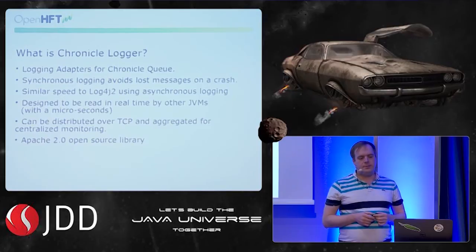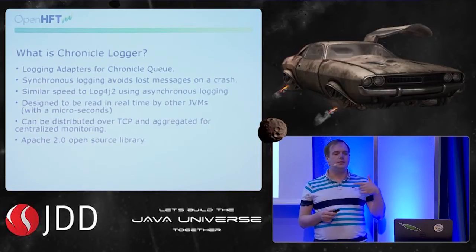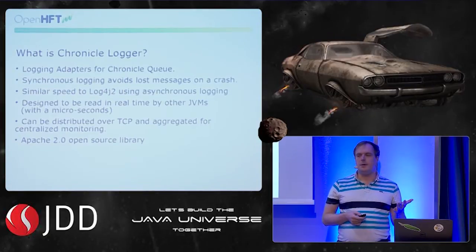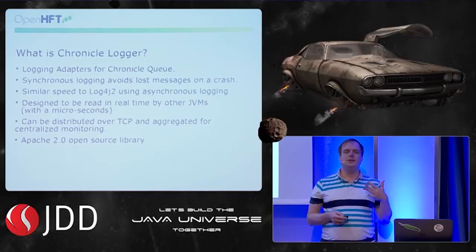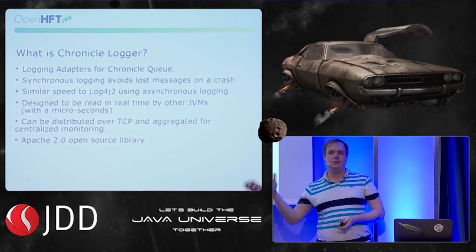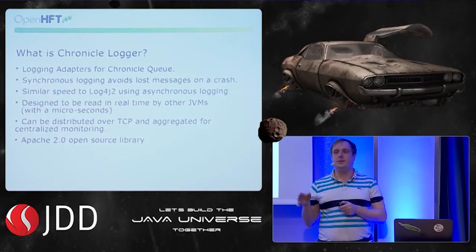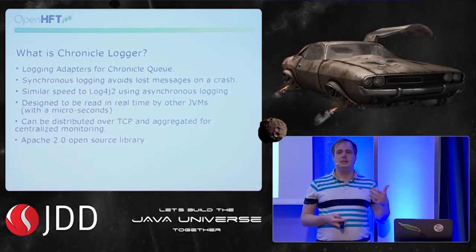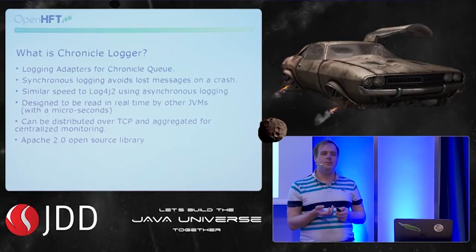We get similar performance to Log4j2 when it's using asynchronous logging. And the other thing is that it can be read in real time. A lot of logging frameworks have had scrapers written to read a log and process it downstream. This is actually designed to be read in real time by another application, because the queue is not just a journal, it's also an inter-process communication mechanism. So it is designed to be read by a program. The reason is, if you're logging millions of events per second, it cannot be read by a human. It has to be read by a program anyway.